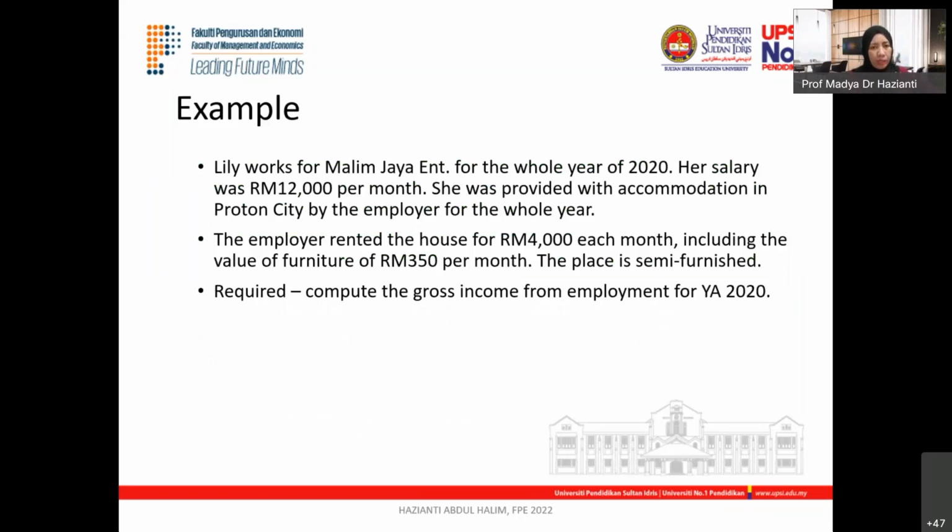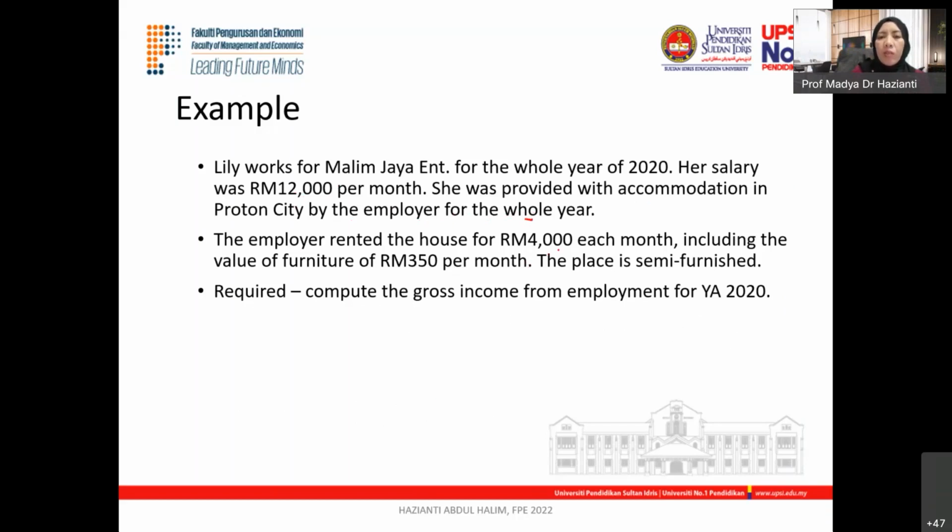So, okay, another example, Lily works with Malin Jaya Enterprise for the whole year of 2020. So her salary was 12,000 per month. She was provided with accommodation in Proton City by the employer for the whole year. Okay, gaji dia 12,000, dia dapat rumah for the whole year. Okay, this is also your keyword, accommodation.